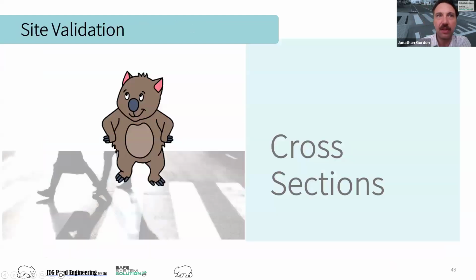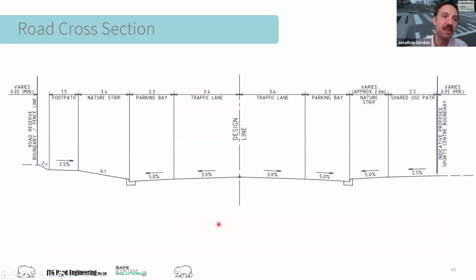Let's jump in. Cross sections. So let's talk about the cross section of a road. I'm going to be using this slide quite a bit as we roll through today's course. Just going to quickly introduce what we're looking at so we're familiar with it. We've got some blue lines on the outside. That's our property boundaries on each side here. We've got some batter slopes. We've got a footpath here, some sort of roadside nature strip areas. Then we've got our curbed carriageway.